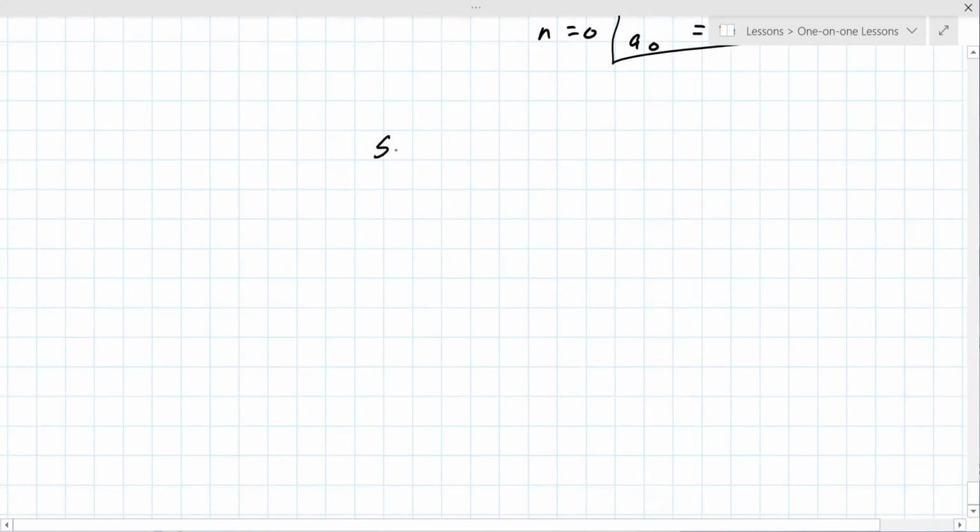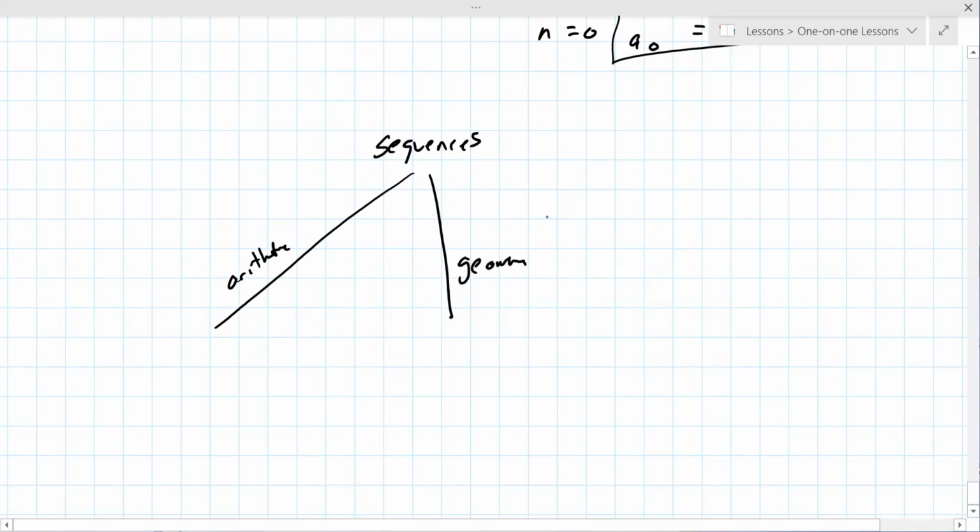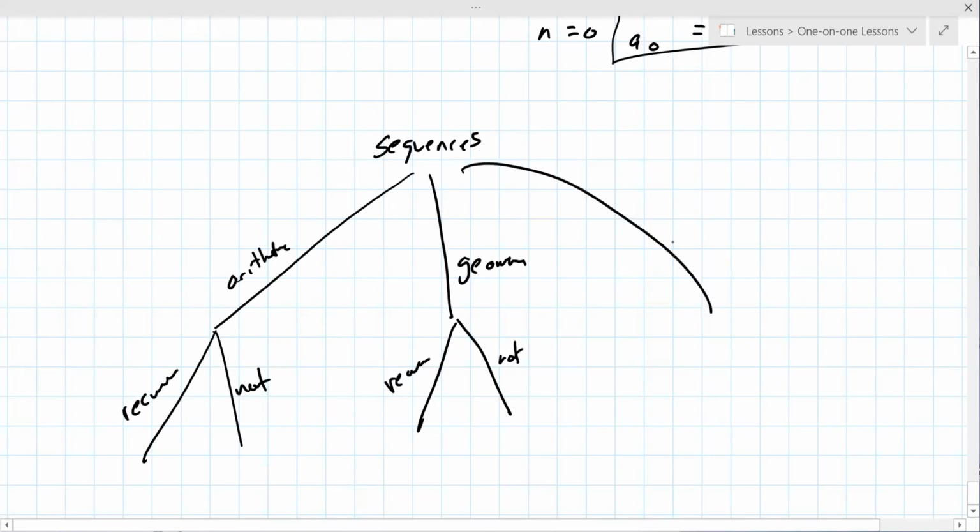So let me just go back a little bit. At some point, your instructor should tell you that there are 3 types of sequences. There's arithmetic. Oh, there's more than that. There's geometric. And then within each of these, you can get recursive or not. But these tend to always work out. But then you can also just get purely recursive sequences, and then you can get others altogether.